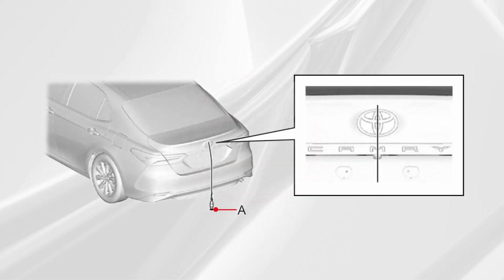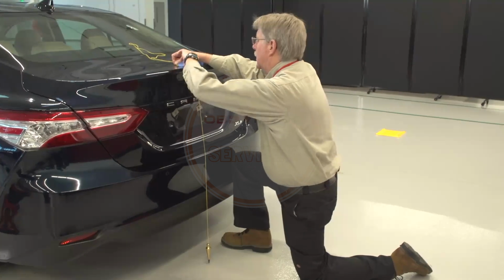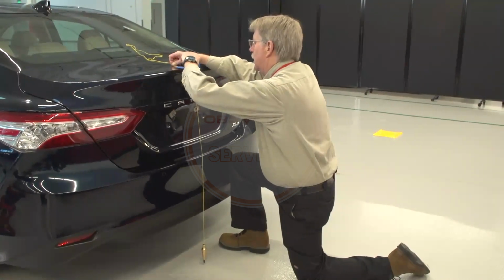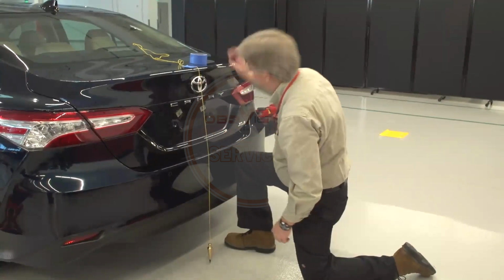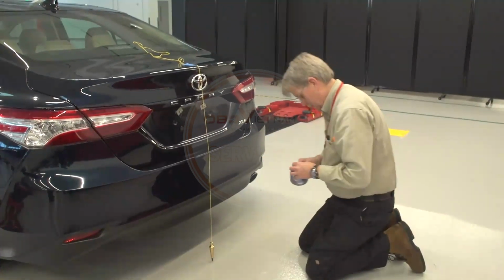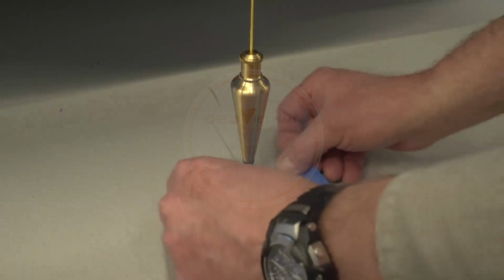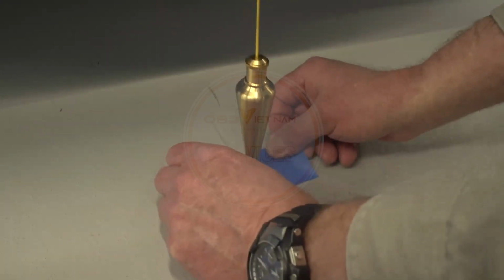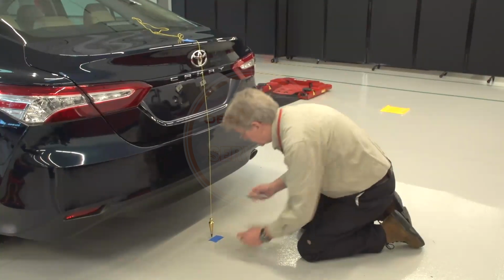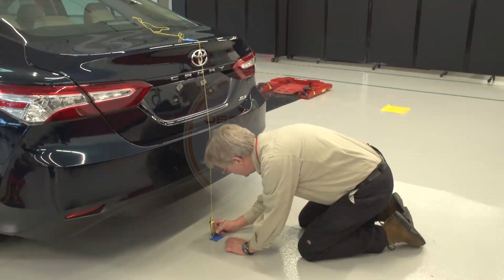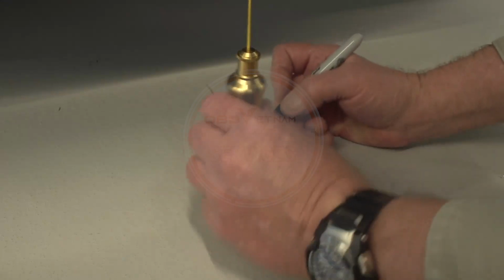The first step is to locate Point A. Point A is located on the vehicle center line at the rear bumper. Hang a plumb bob over the center of the rear emblem. Flick the string to make sure the string is centered on the emblem and hanging straight down from the rear bumper. Mark a small cross on the floor to show both the center line and the position of the rear bumper. This point is designated as point capital letter A in the repair manual.